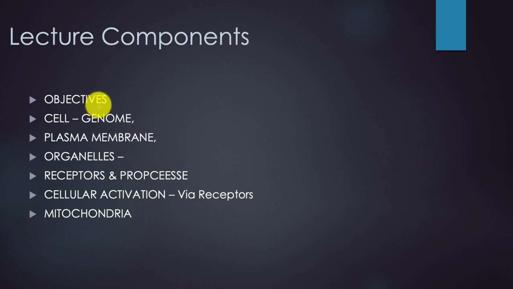So for today's objectives, we're going to talk about some of the pieces of the cell, and specifically the genome. Many, many diseases start here at the genome. At the most basic level of DNA, mutation in DNA is a big source for the development of certain pathologies.